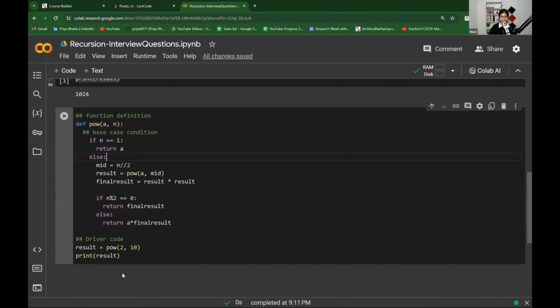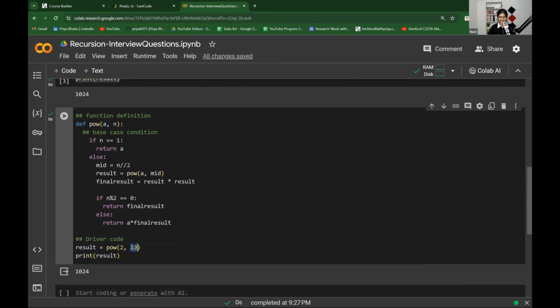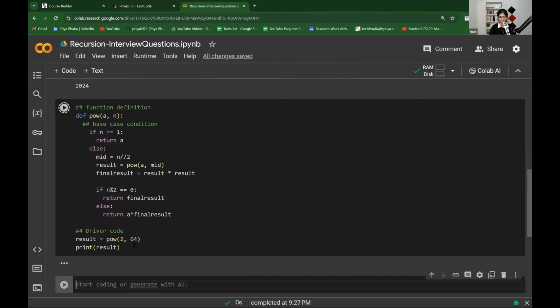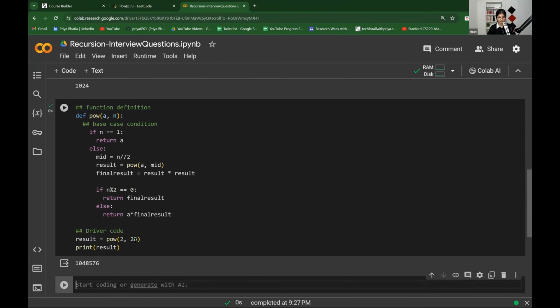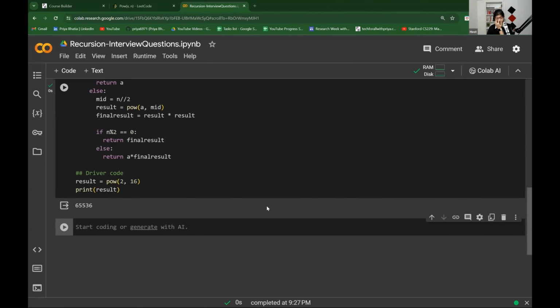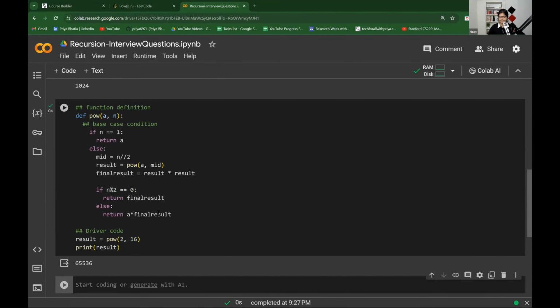Done? Let's check this number first. It's a very small number. Coming correctly. Let's take 64 here. It's giving some bigger value. I don't know. Let's take some small number, 20, 10486, 16, 65536. So basically, this is the power thing which it is providing to me. And I believe it's correct. Is this logical part fine to everyone?